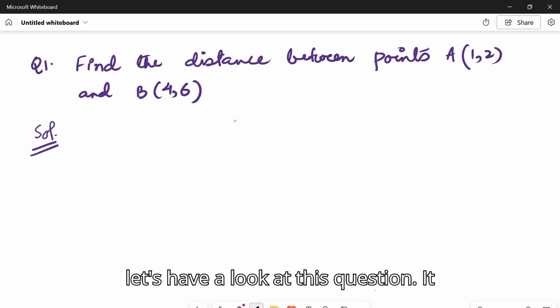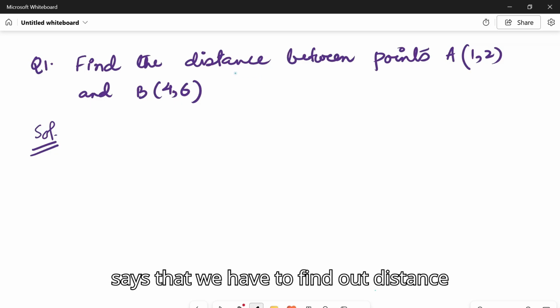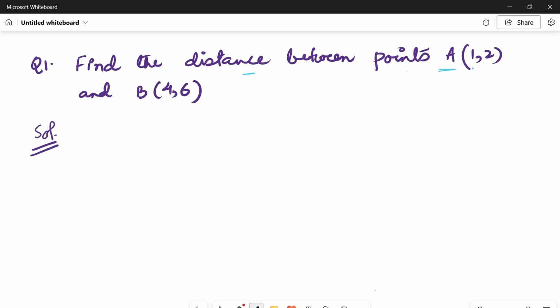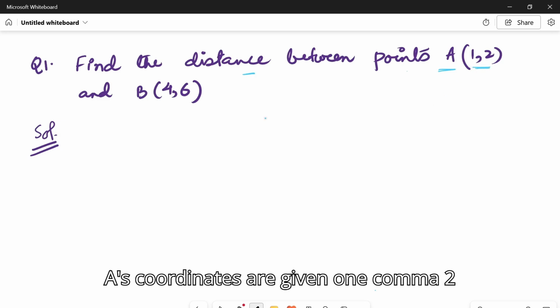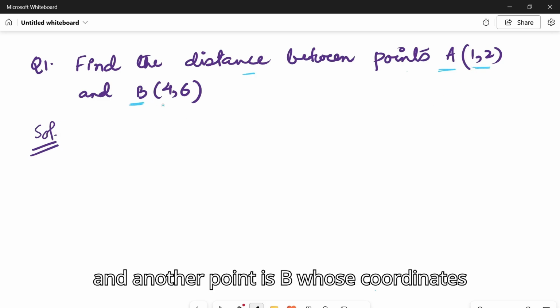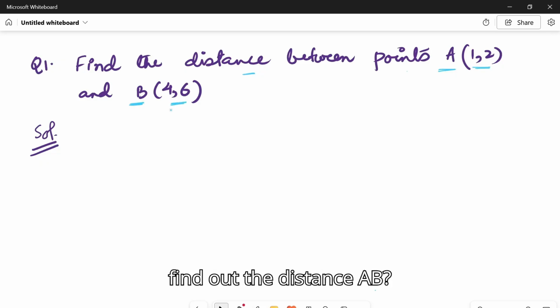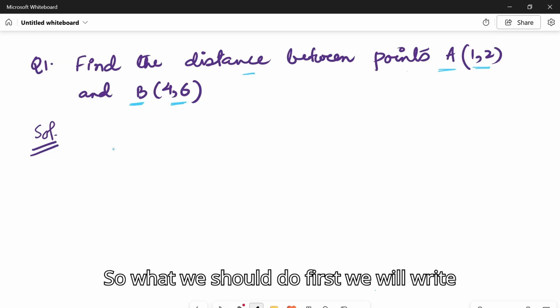Let's have a look at this question. It says that we have to find out the distance between the 2 points. The points are A, whose coordinates are given as 1, 2, and another point B, whose coordinates are 4, 6. So how do we find out the distance AB? First we will write the formula.